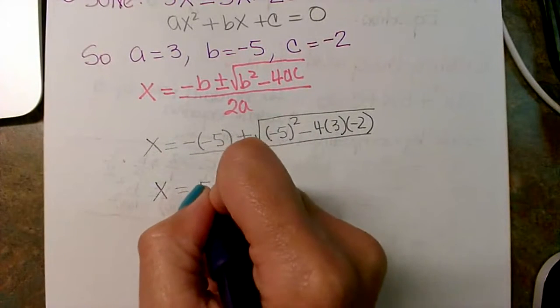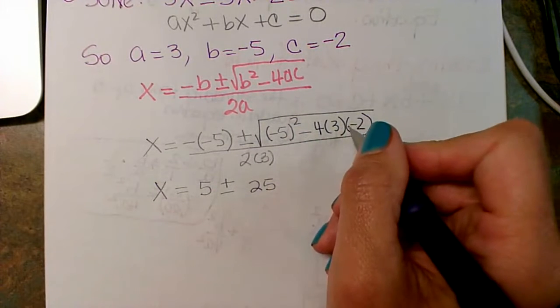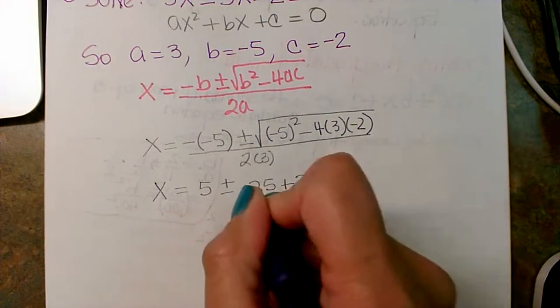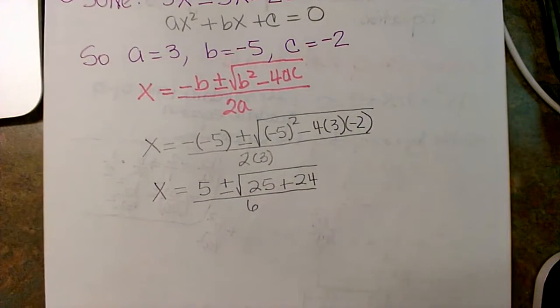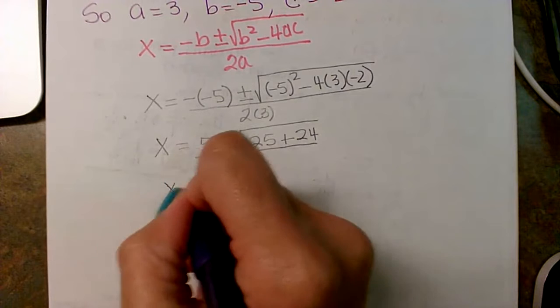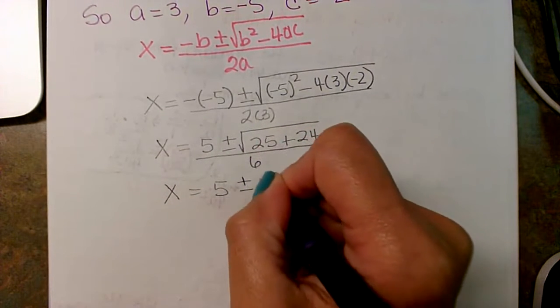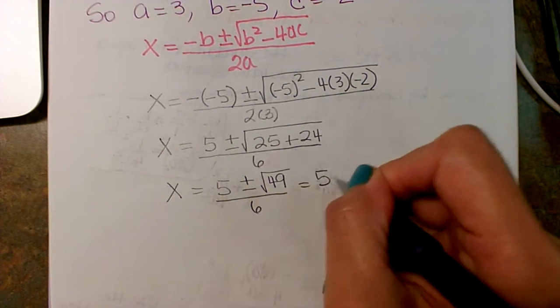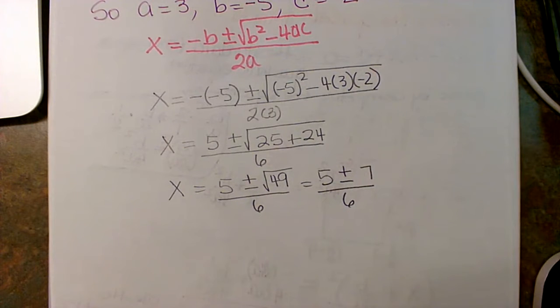So this one becomes positive. This is 25. This is positive, it's going to be 12 times 2. That would be 24. 2 times 3 is 6. So this is 5 plus or minus the square root of 49, divided by 6. So this is equal to 5 plus or minus 7, because the square root of 49 is 7, right? Divided by 6.